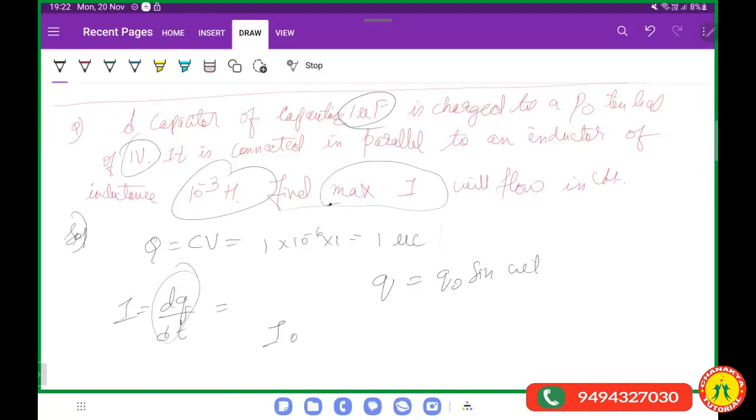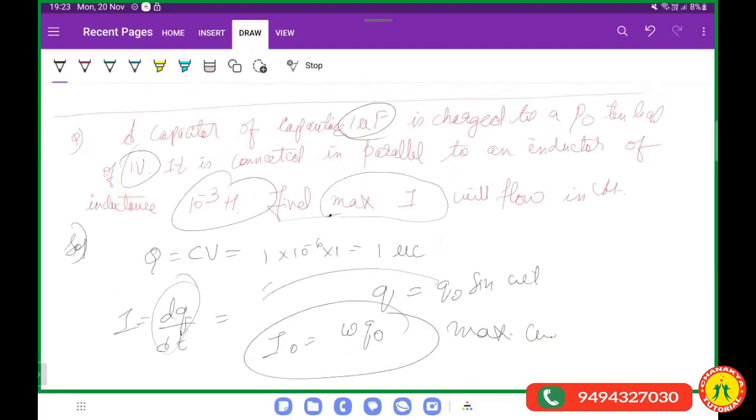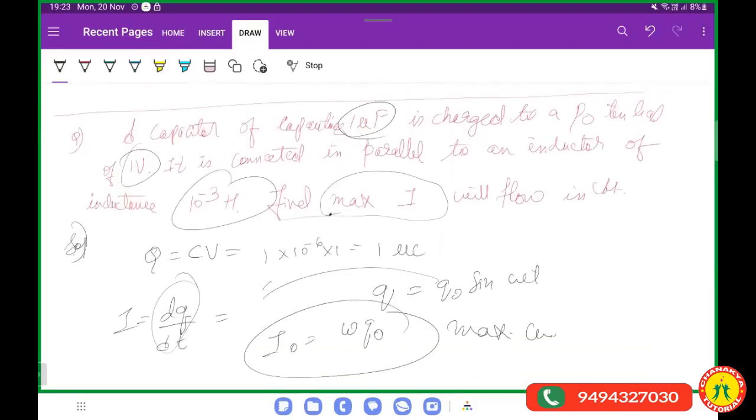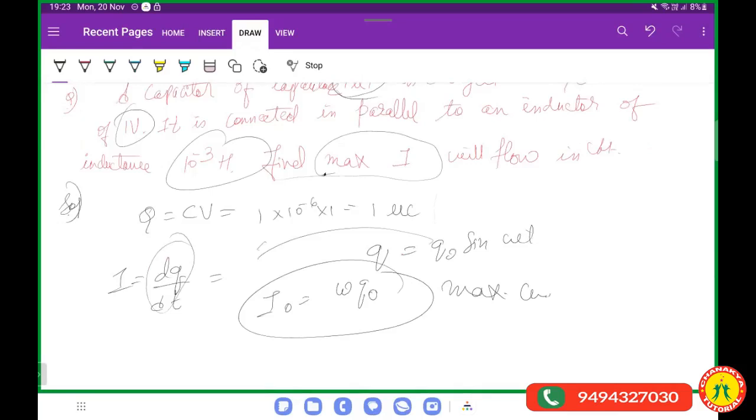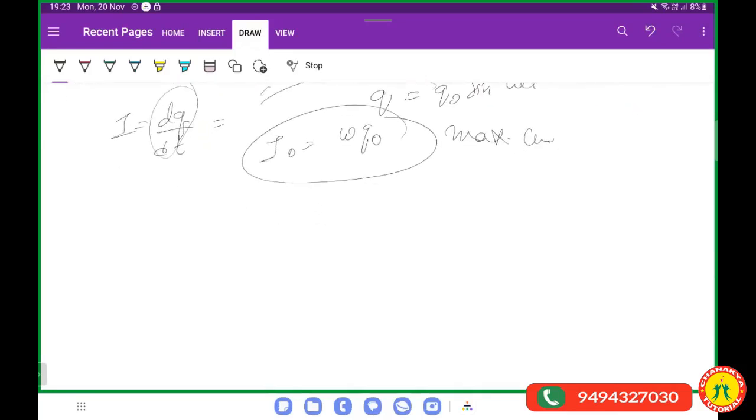So I naught will be omega Q naught for maximum current. So we can equate this one. And omega we can find out. We have L and C, right? Parallel combination of inductor and capacitor. Okay. So omega equals 1 by root LC.